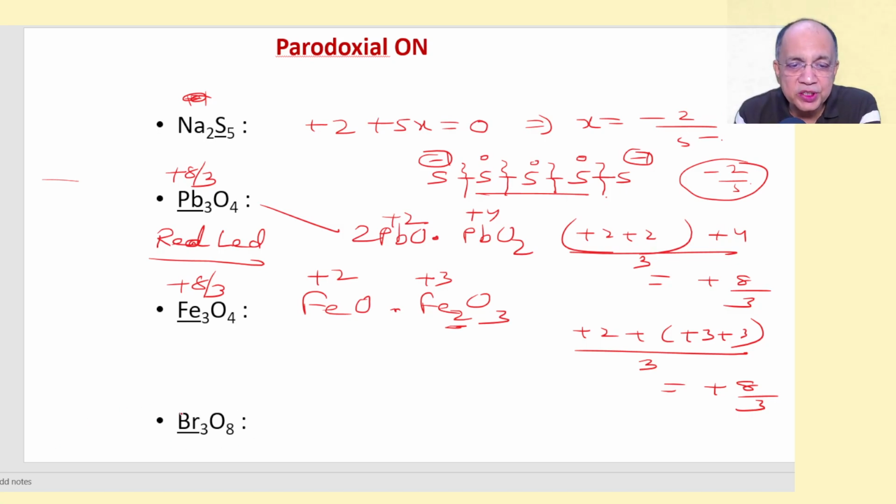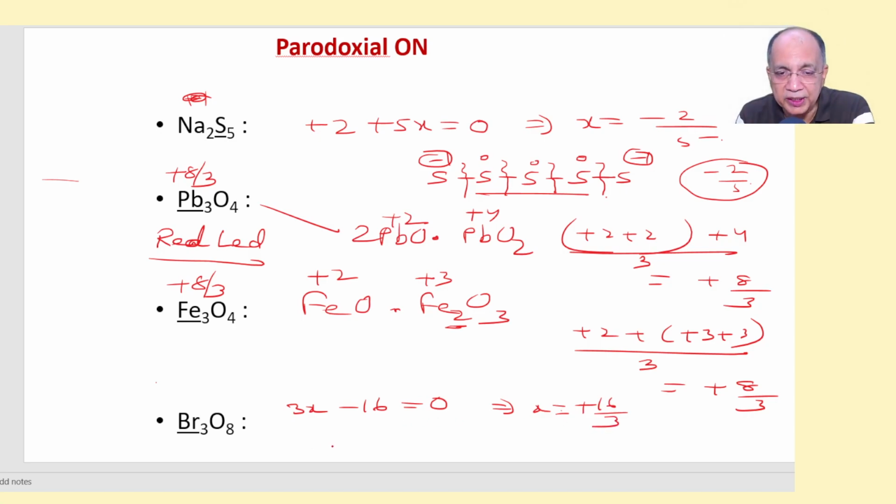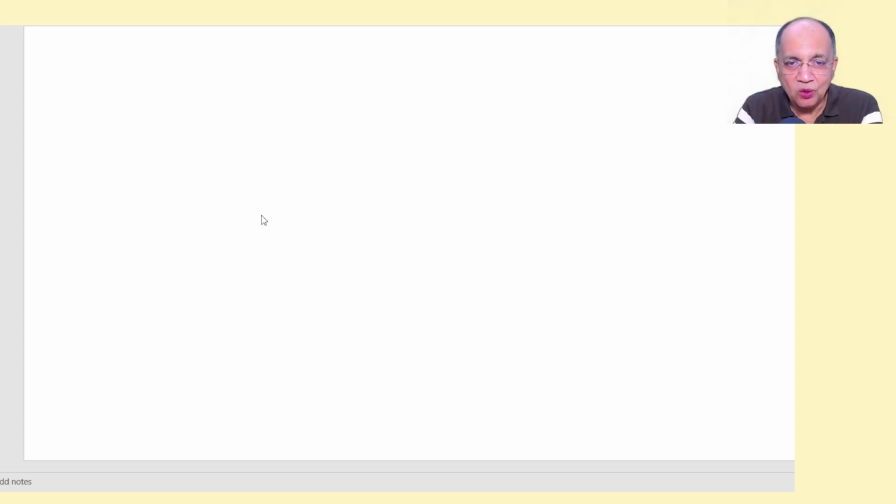Similarly, this is a very interesting molecule, tribromine octoxide. If you find it by the X method, it will be 3x minus 16 is equal to 0. So x is coming plus 16 by 3. But actually, if I draw this structure, you will definitely tell me what the real status is. This is the actual structure of Br3O8.